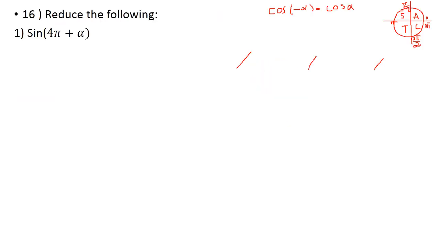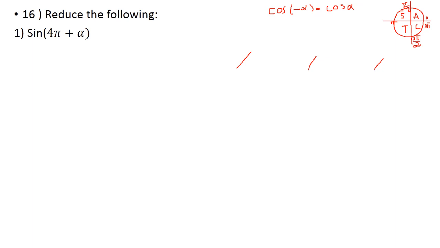And now let us start solving something else, which is reducing the following expressions. Before we start, the first thing that you have to do is to draw the circle. Okay, don't forget, all students try cheat. We have here 0 or 2 pi. Here we have pi over 2. Okay, pi and 3 pi over 2.